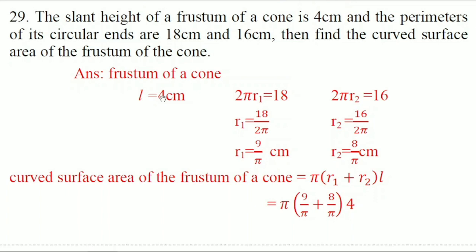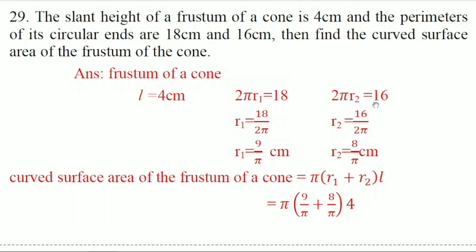So there the slant height of the frustum of a cone they have given, that means length they have given 4 cm, and along with that they have given the perimeters of the circular ends. Both the circular ends they have given, one is 18 cm, another one is 16 cm. So that means perimeter is nothing but we know that 2 pi r. So write 2 pi r1, because here 2 circular ends, so I have considered r1. So 2 pi r1 is equal to 18. Another circumference also is there, that is 2 pi r2 is equals to 16.